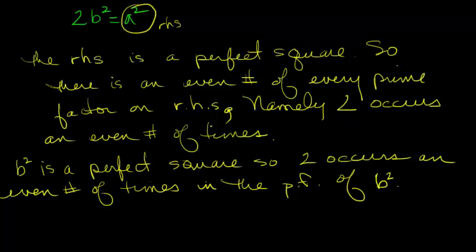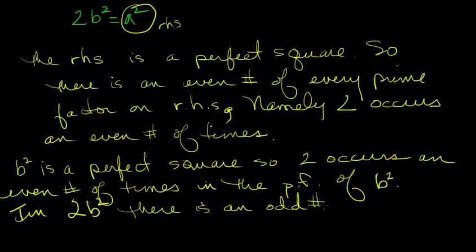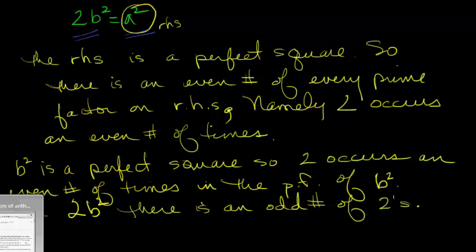But if that's true, then in 2b squared, how many prime factors of 2 do we have? If b squared has an even number and we multiply by one more factor of 2, in 2b squared there is an odd number of 2's. So if on the right-hand side we have an even number of 2's here, and on the left-hand side we have an odd number of 2's, why can that absolutely not be the case? This is a contradiction to the unique prime factorization theorem.